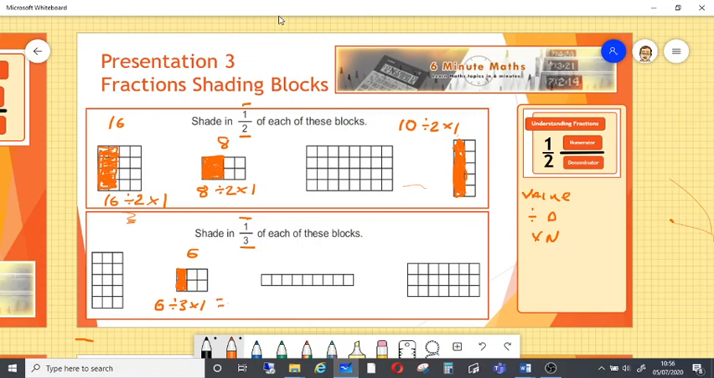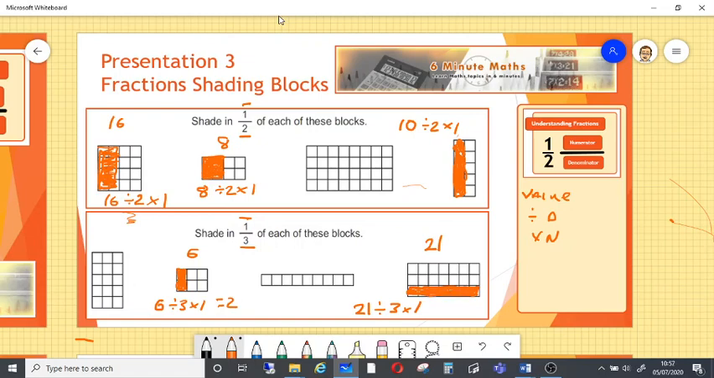Equals 2. This one here, we've got 1, 2, 3, 4, 5, 6, 7, 3 sevens are 21. 21 blocks. So 21 divided by the denominator, which is 3, times by the numerator, which is 1, means I'm going to have to shade in 7 blocks, which will be those 7 there. I'm trying to be a bit neater this time, that's why I went quiet for a second there. So there are the 7.